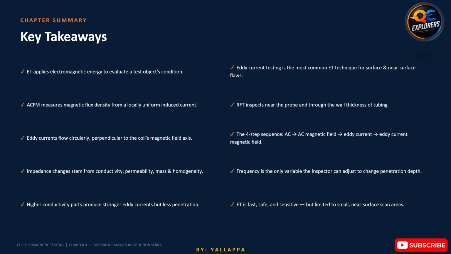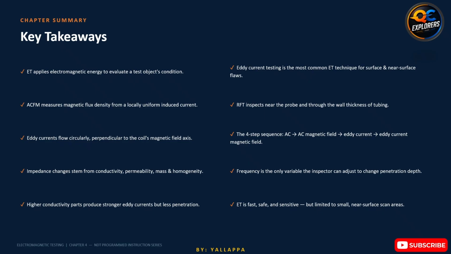We began by learning that electromagnetic testing, or ET, is a family of non-destructive testing methods that uses electromagnetic energy to evaluate the condition of electrically conductive materials without causing damage. Among the available techniques, eddy current testing is the most widely used because it provides rapid detection of surface and near-surface discontinuities while requiring no couplant or hazardous chemicals.